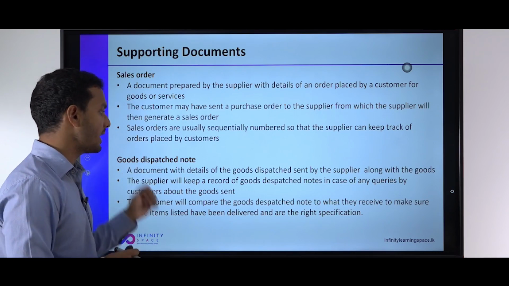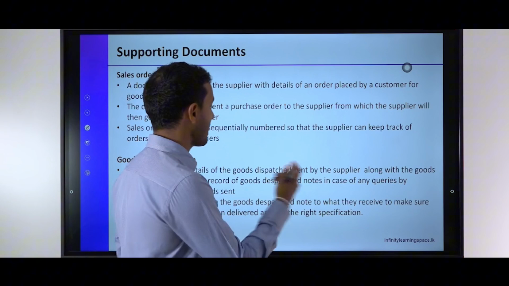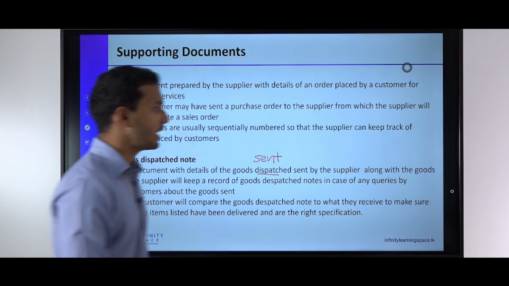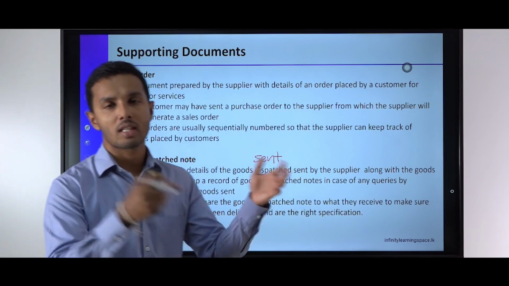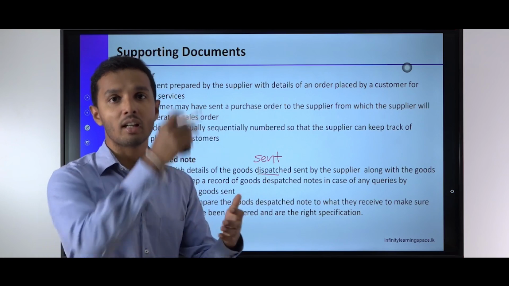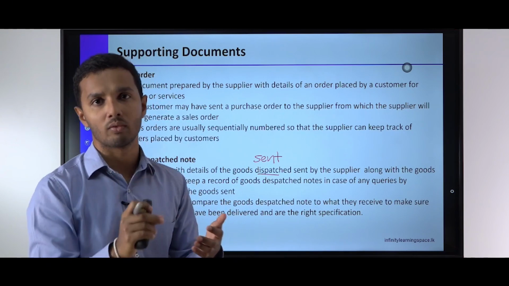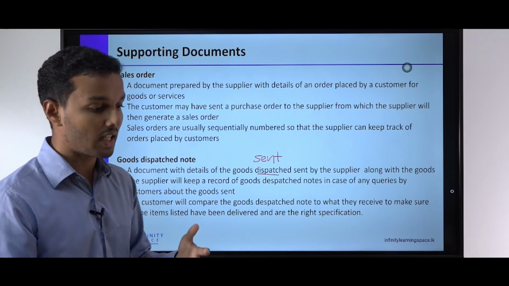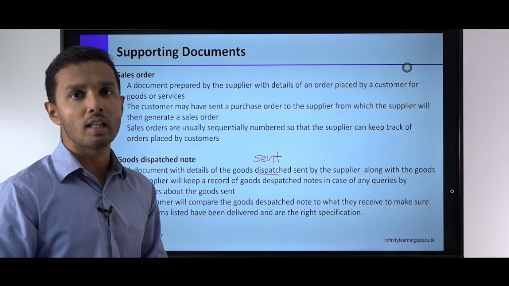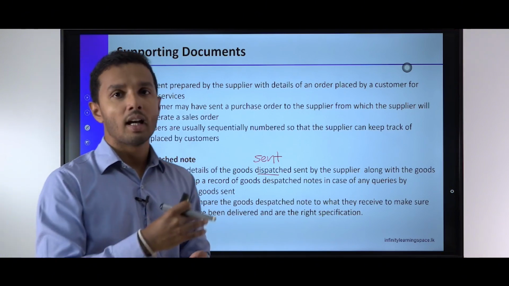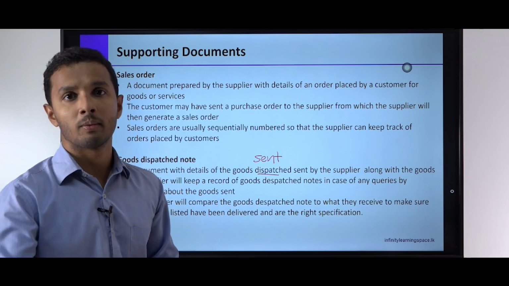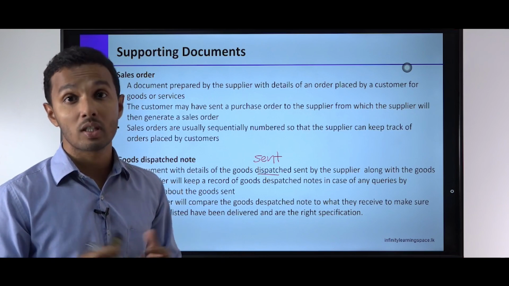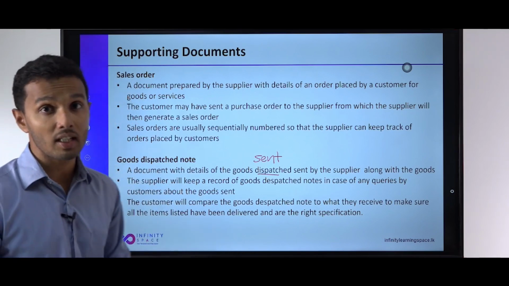In the goods dispatch note, we get the details of the goods dispatched. Dispatch means sent, right? Dispatch means sent by the supplier along with the goods, right? So with the goods, the supplier sends a document that tells, okay, in this delivery truck, these are the goods that I am delivering to you, right? It's a document sent to the customer. So when the customer gets the delivery truck, the customer can check the goods dispatch note with the actual goods delivered, right? Check whether all the goods in the goods dispatch note are actually in the delivery truck, right?